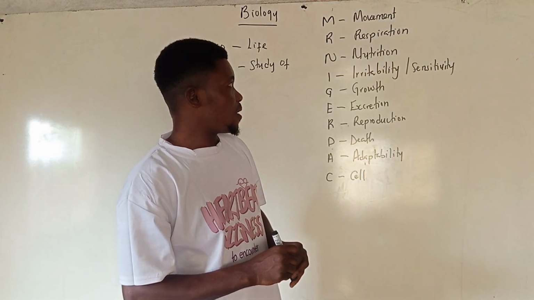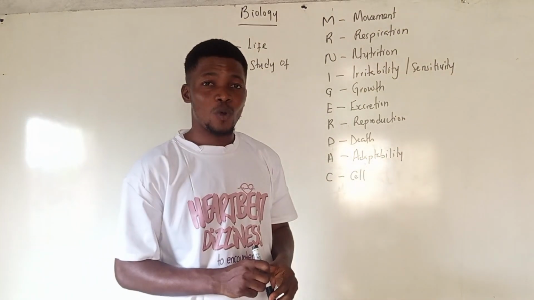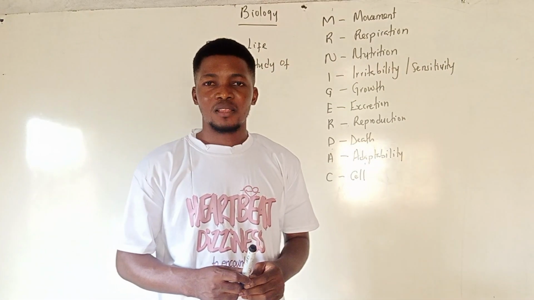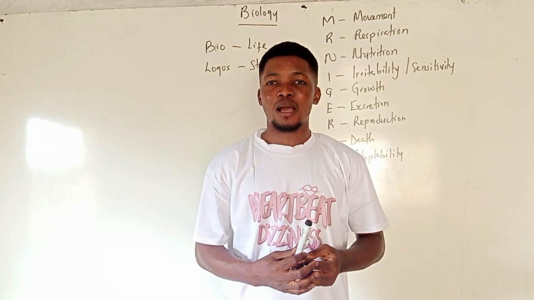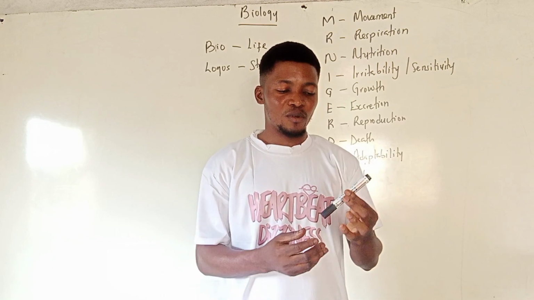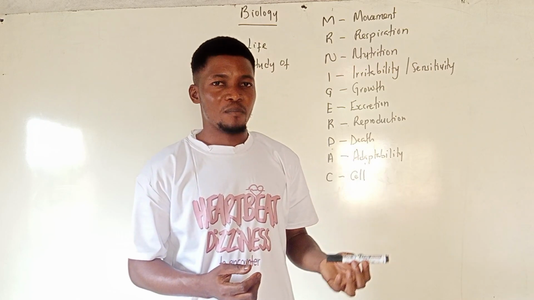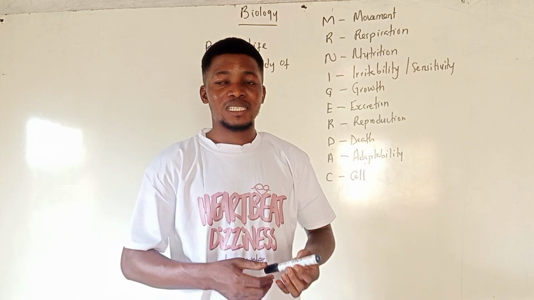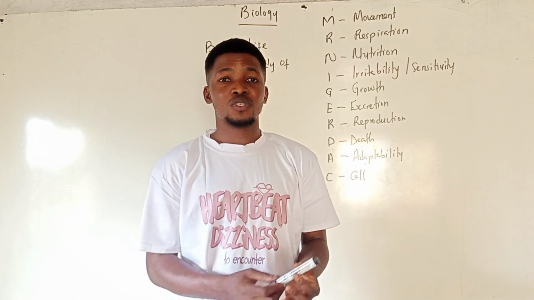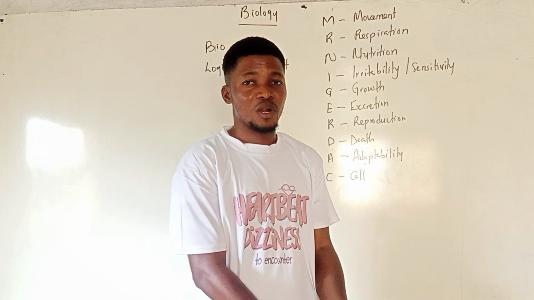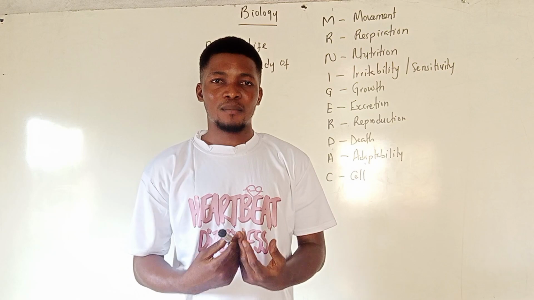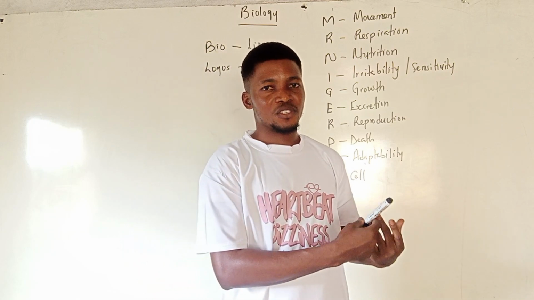Okay, so we're going to look at these characteristics one after the other. The first one is movement. Living things have the ability to move from one place to the other. My marker pen is a typical example of a non-living thing. If I keep my marker pen here, it's going to remain here unless acted upon by an external agency like a force. So if nobody pulls or pushes it, it's going to remain at its spot because it's a non-living thing. But living things have the ability to move from one place to the other.